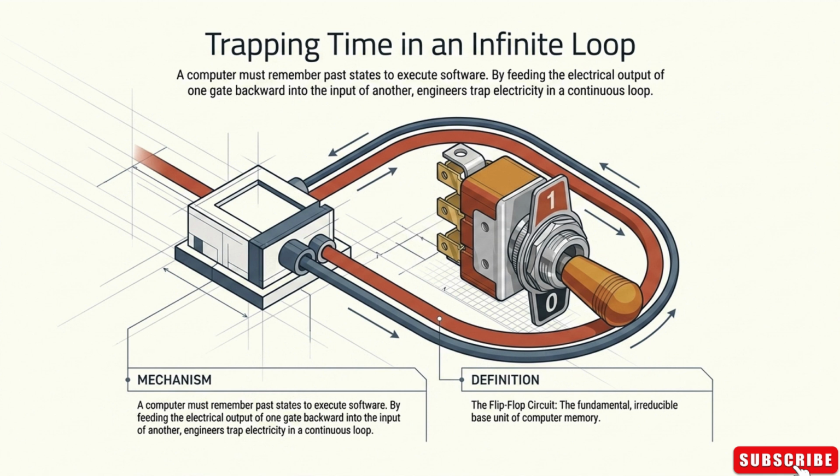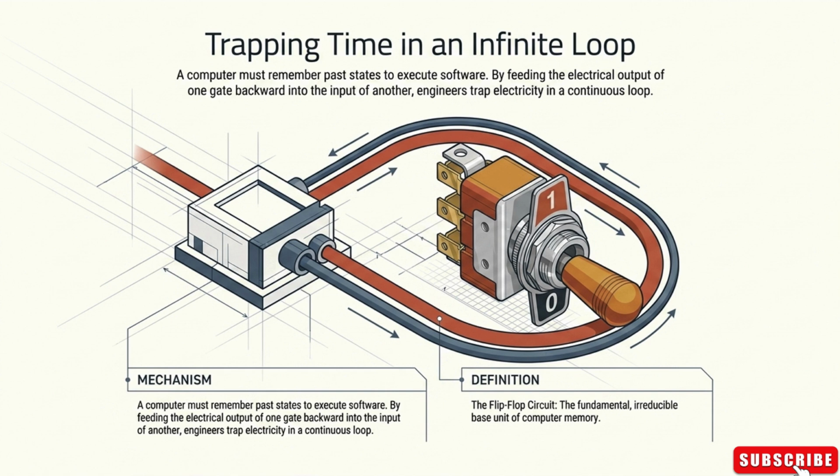So because the electricity is trapped in this loop, the circuit remembers a 0 or a 1. It holds that electrical state continuously. Send a pulse of voltage to one side, it flips to a 1 and stays there. Send a pulse to the other side, it flops back to a 0. This tiny looping circuit is the fundamental, irreducible base unit of computer memory.